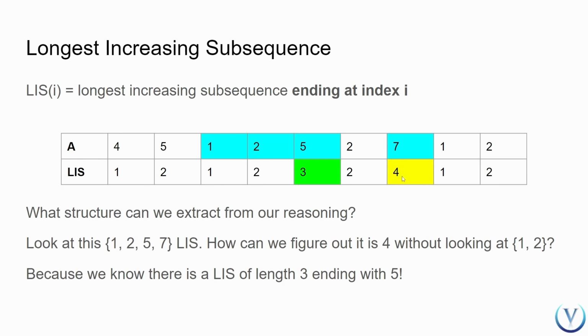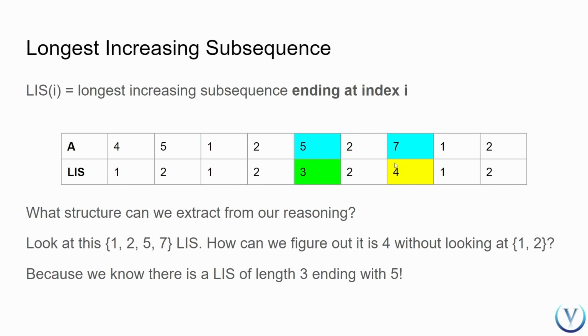Instead, we only need to look at all the LIS values and consider which ones we can extend the LIS from. In this case, we can extend the 1, 2, 5 longest increasing subsequence ending at this green index to a 1, 2, 5, 7 longest increasing subsequence ending at this yellow index, because 5 is less than 7. And this 3 becomes a 4 because we've added this 7 to the end of this 1, 2, 5 LIS.